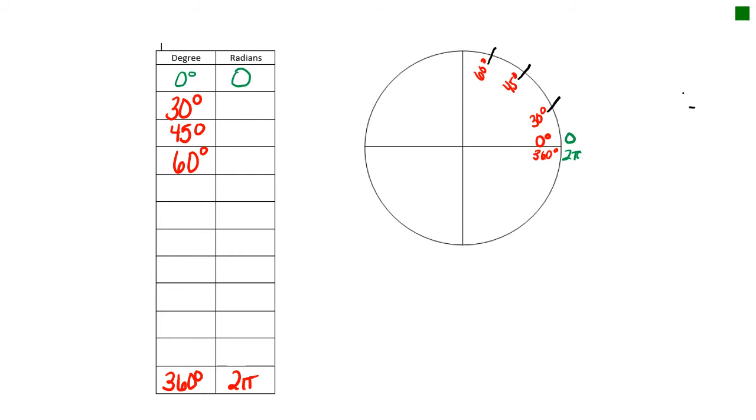All right, so 30 degrees, when we're dividing by 180, 30 over 180 would be 1/6. So pi over 6. 45 degrees would be 45 over 180, which reduces to 1/4. And again, it's half of a half because it's halfway to 90. So it's pi over 4. And then 60 degrees would be 60 over 180, which is 1/3. So pi over 3.